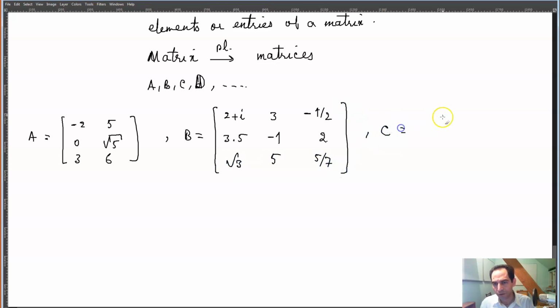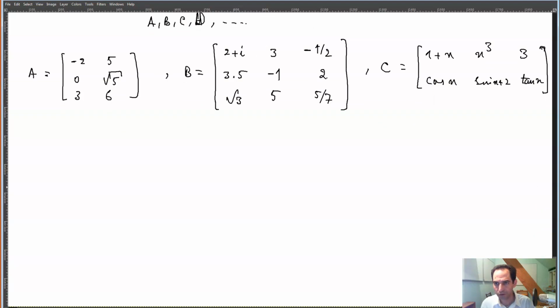And you could have some other matrix C, for example, with 1 plus x, x cubed, and 3, and cos x, sin x plus 2, and tan x. Right? So these are all 3 different examples of matrices.